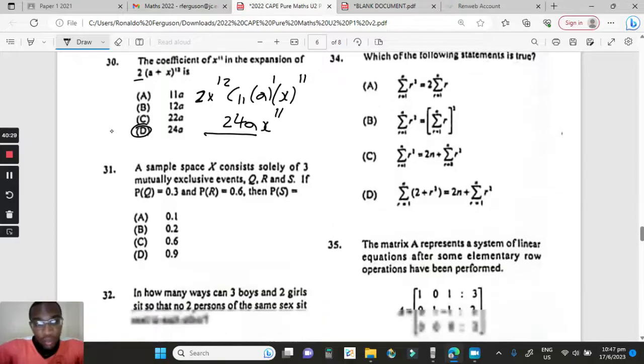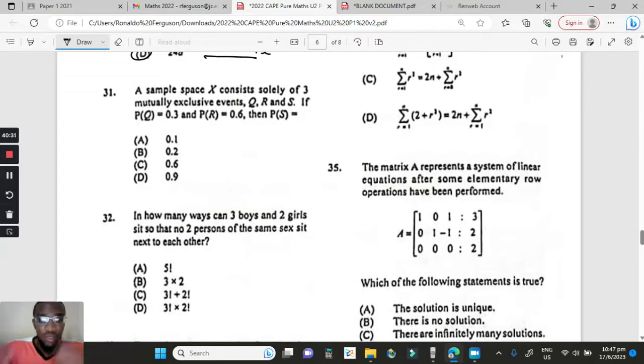Finally, module 3. We can run through module 3 usually. Repeat 32. I love to see repeat questions. It's 3 factorial times 2 factorial.